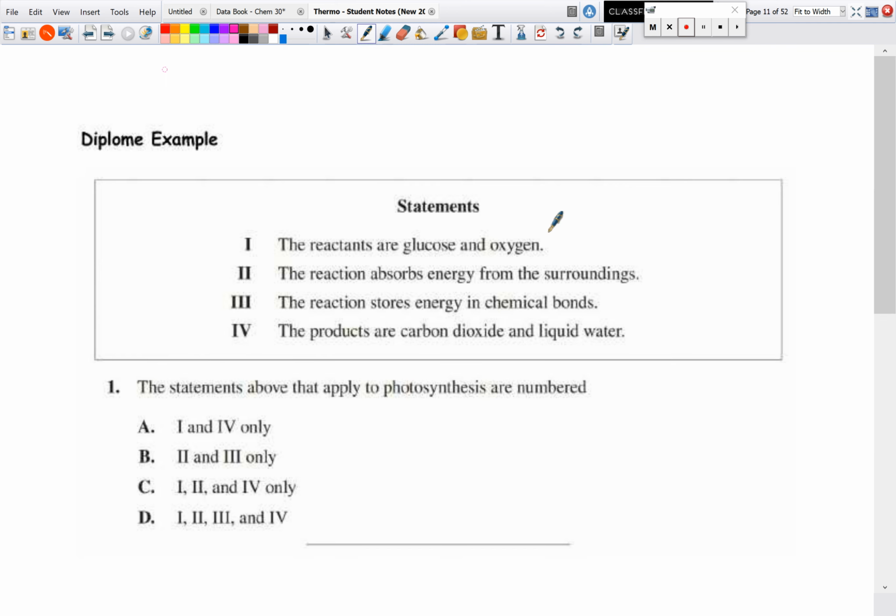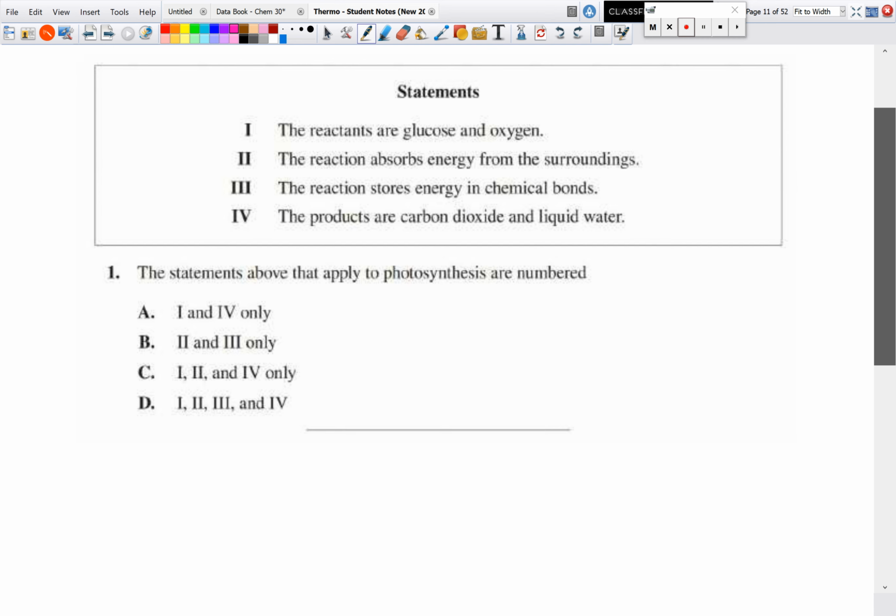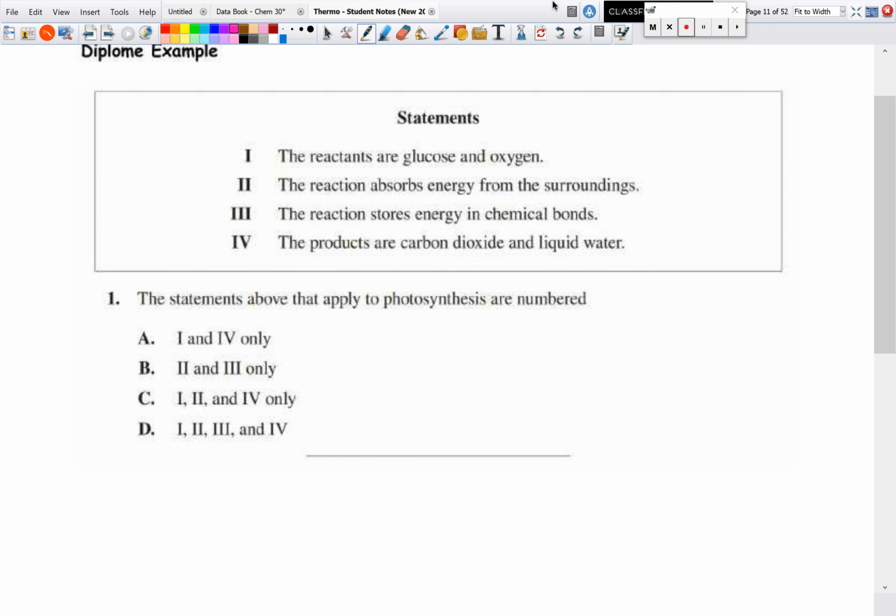And if you look on the next page, we do have another diploma example. So same thing, I'm going to put the answer up in 3 seconds, so just give this a try and see if you get the correct answer. And boom, your answer should be B.